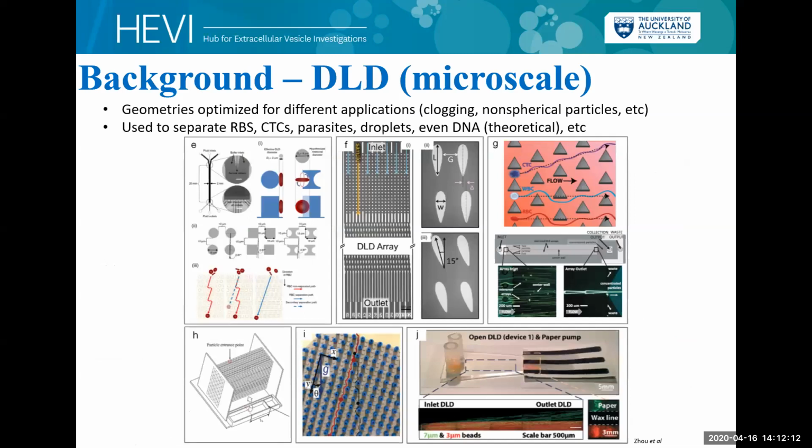So in the case of cells, you can optimize these using different shapes of pillars, different arrangements, different flow rates, different angles, to prevent things like clogging, or to work with non-spherical particles, because a lot of these are optimized with beads, which isn't really that mimetic of a biological sample. And people in the past have used these to separate red blood cells, circulating tumor cells, parasites, droplets. And theoretically, if you could make a chip, they think you could even separate different lengths of DNA, but that's all theory. But there's a really cool paper on that.